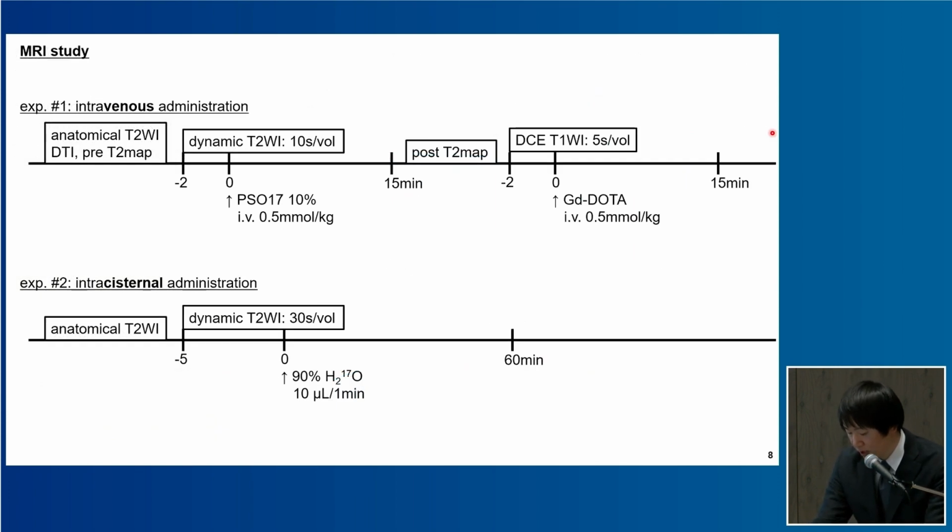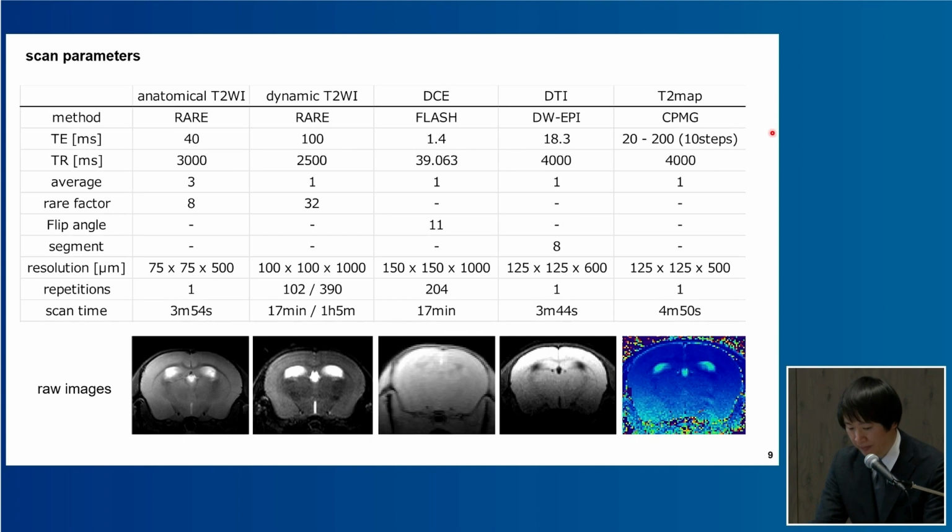Two MRI studies were performed, one with PSO-17 administered intravenously and the other with high concentration O17 labeled water administered intracisternally. MRI can provide different contrasts, allowing for multidimensional assessment. We measured T2 weighted images, dynamic O17, gadolinium contrast scans, DTI, and T2 maps.